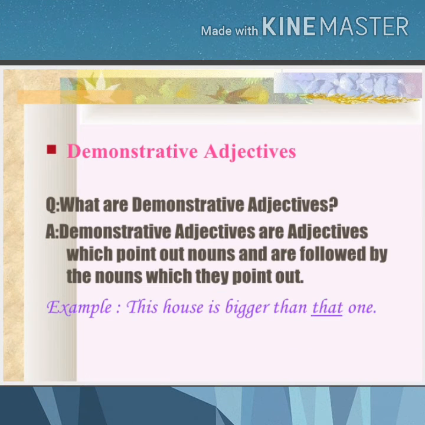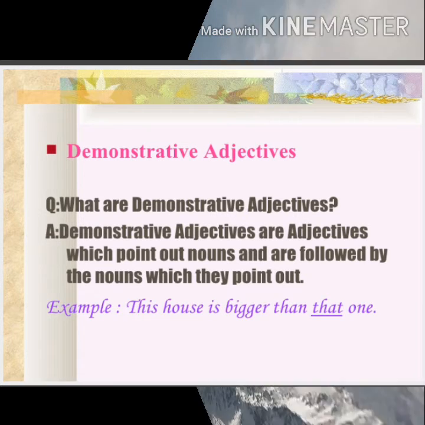Now let's see demonstrative adjectives. Demonstrative adjectives are adjectives which point out nouns and are followed by the nouns which they point out. There are 4 demonstrative adjectives: this, that, these, and those. Let's try to understand through the given example. This house is bigger than that house. Here, the underlined word that is a demonstrative adjective.